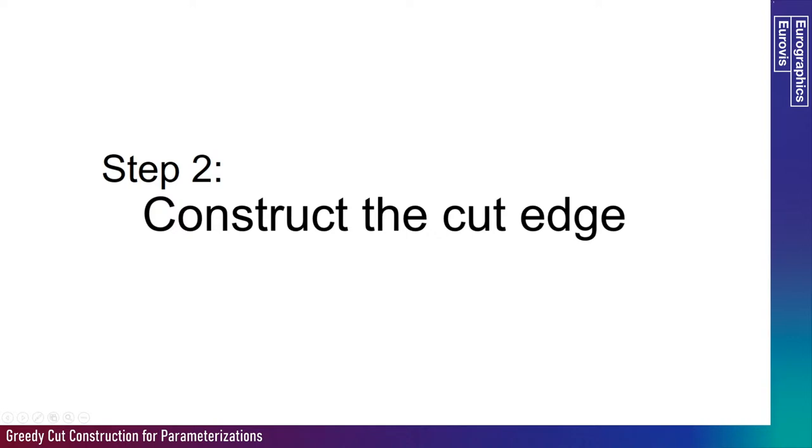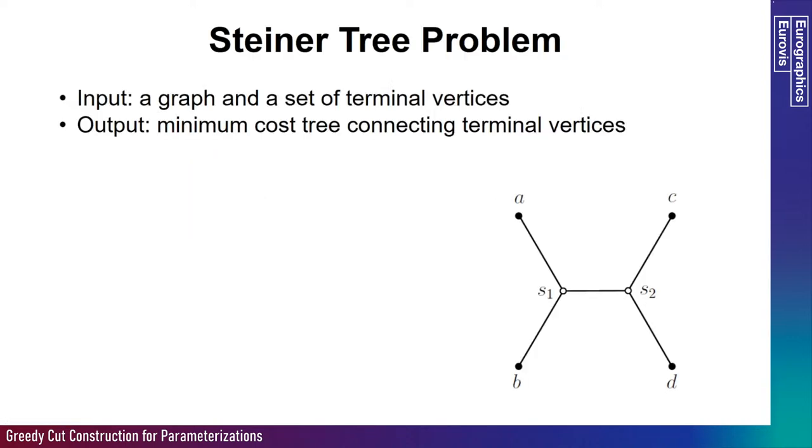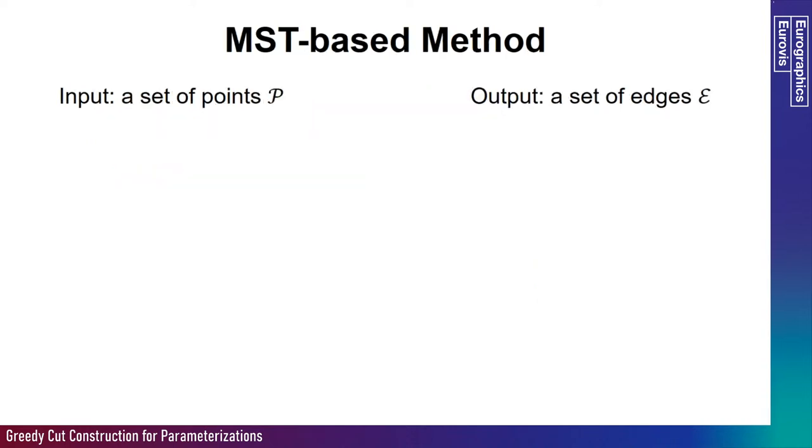After finding the feature points, we need to find a proper path to connect them. We formulate it as a Steiner tree problem. Given a graph and a set of terminal vertices in the graph, the Steiner tree problem is to find the minimum cost tree connecting all the terminal vertices. Unfortunately, it is an NP-hard problem, so it is hard to compute the exact solution in a reasonable time for a large graph. The method based on minimum spanning tree is a simple but efficient way to find an approximate solution.